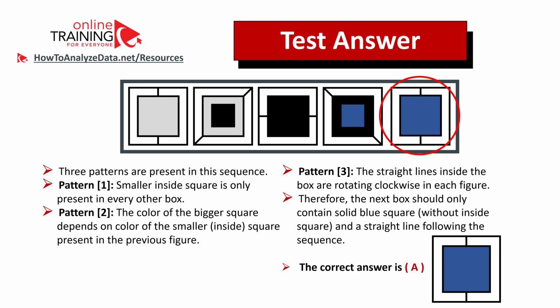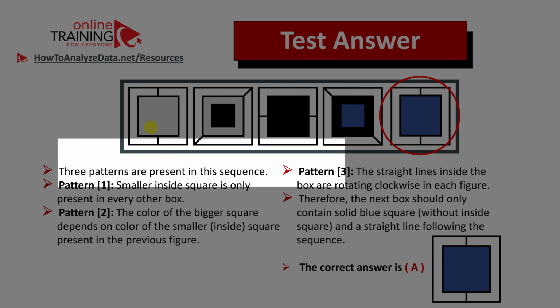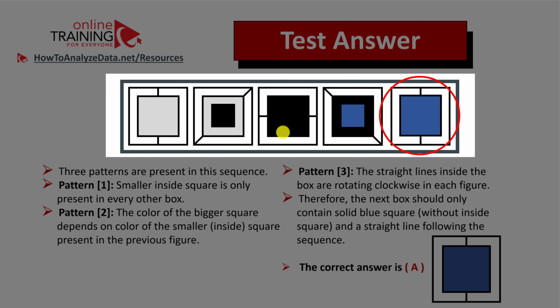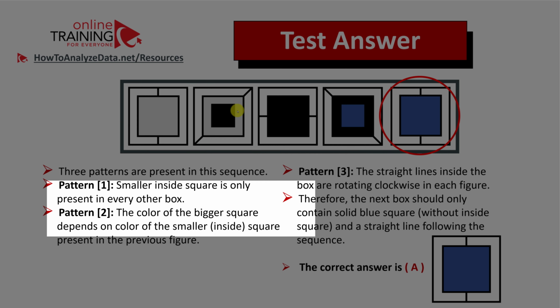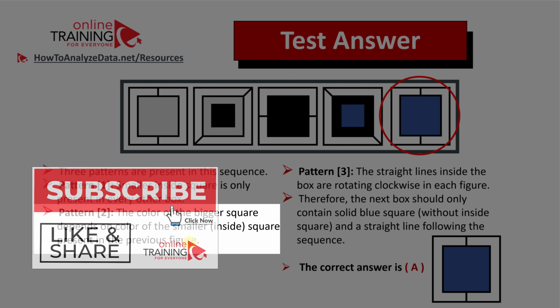There are 3 patterns present here in this particular question. Pattern number 1 is that the smaller inside square is only present in every other box. So if you look at squares 1, 3, and 5, they do not have the smaller inside box, and squares 2 and 4 do have it. There is a second pattern here as well. The color of the bigger square depends on the color of the smaller inside square present in the previous figure.